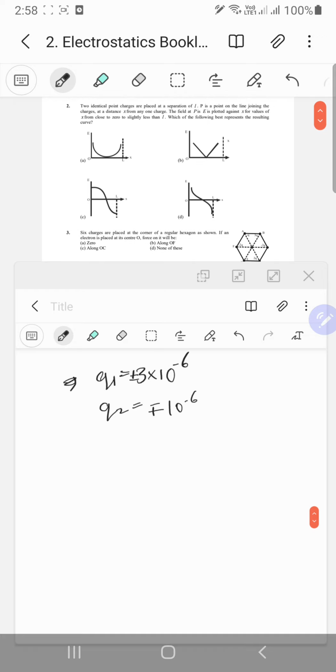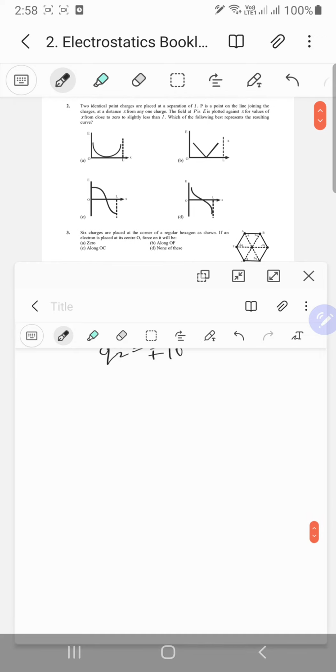Next question. Two identical point charges are placed at a separation of L. P is a point. Okay, so they are separated by L.